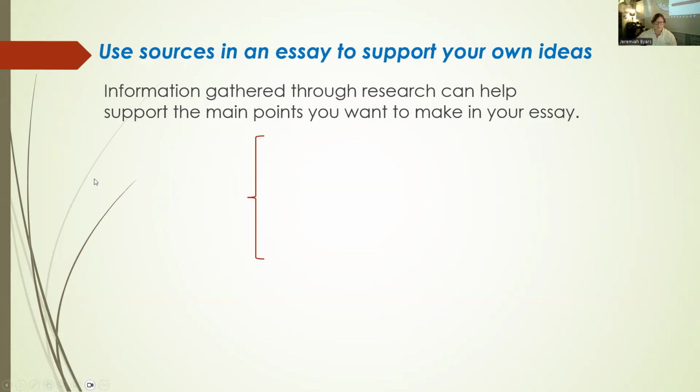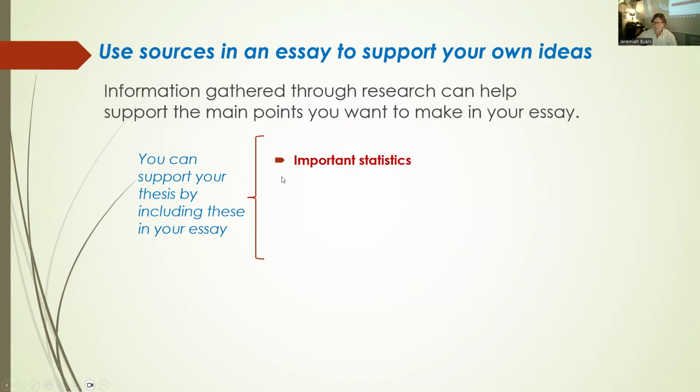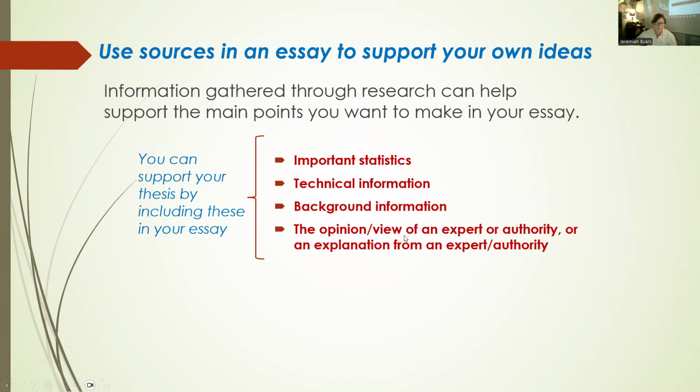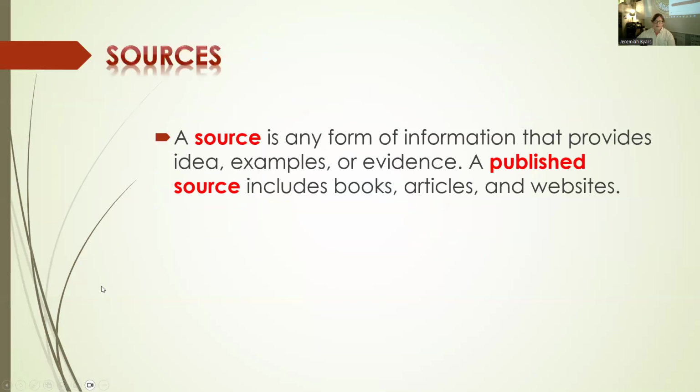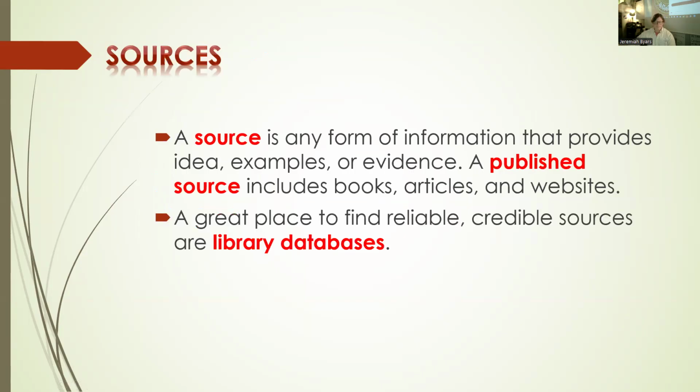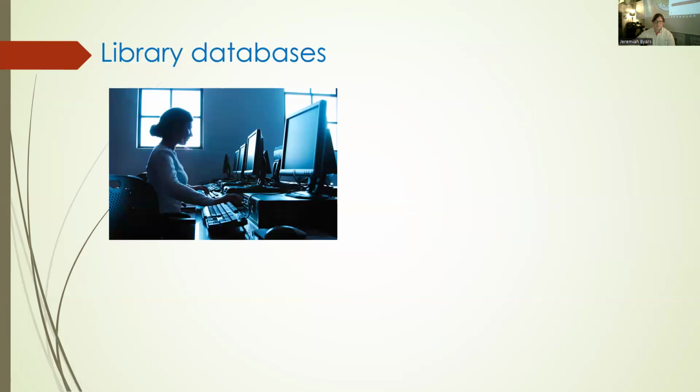So we've got to have research. Research is just information gathered through outside sources that will help support your main ideas. Sometimes that research is important statistics, sometimes it's technical information, sometimes it's background information, sometimes it's the opinion or view of an expert or authority, like critics, people who study this type of stuff, people whose job is to analyze information. And so you've got to have sources. The sources are where this information is coming from, and we can look at online sources and definitely the library database.